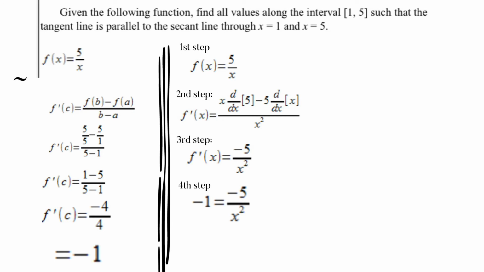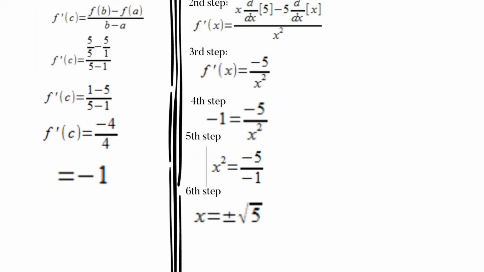Now, we have to bring back our f'(c), which we got, which was -1, and set it equal to -1. After that, in the next step, we have to solve for f'(x), which is -1. Once we do that, we have to use the radicals in order to throw out the x squared. And then finally, we get an answer of x equals plus or minus radical 5.